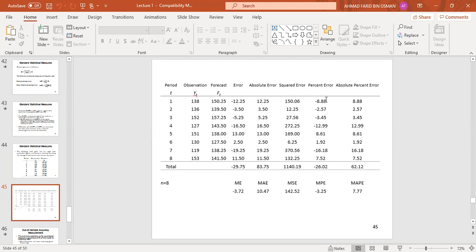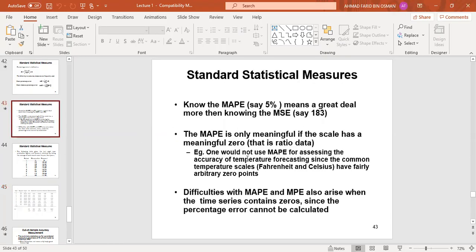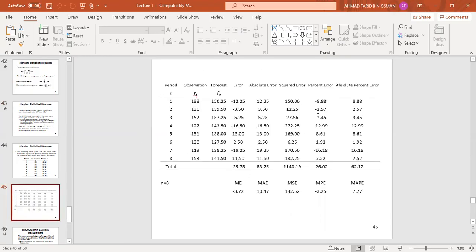For the case of percent error, based on the explanation given before, you can also compute the percent error. You take the difference to compute the error, divide by the actual value, and multiply by 100. You take the average and you get the mean percent error. But again, to overcome the problem of positive values canceling out negative values, you can compute the absolute percent error first, and then compute the mean absolute percent error.